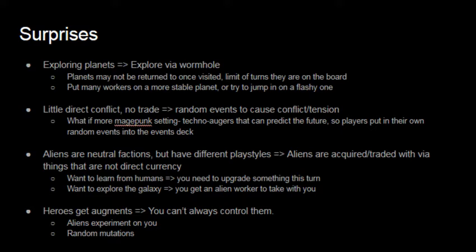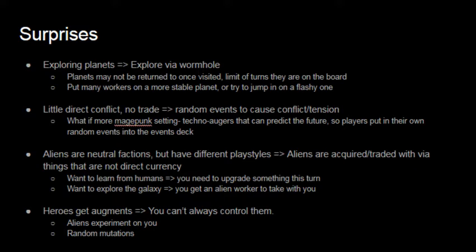So we have exploring planets as part of our comfort picks. What if you could only explore them via a wormhole? And once you visit them and get back, the wormhole closes, or there's a limit of turns that they're on the board. So you have to jump on a planet that's stable and you can stay there for a while. Or if there's a wormhole that you know is about to close, you can try to get in and get out. And that'll add some tension to the game, rather than being like, oh, here's a planet, I can go visit it.